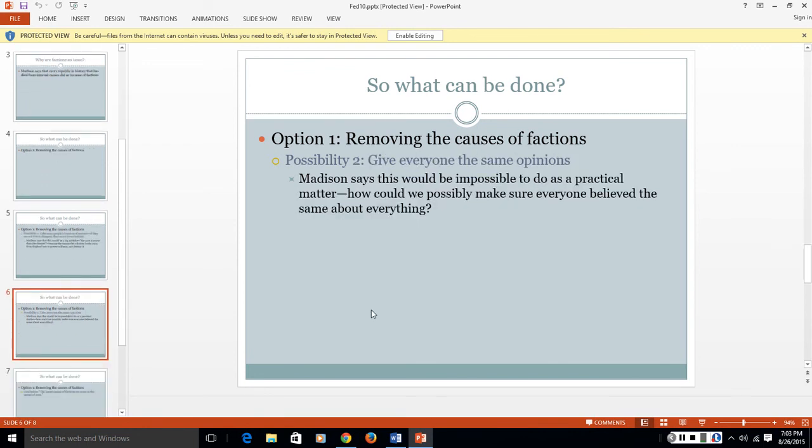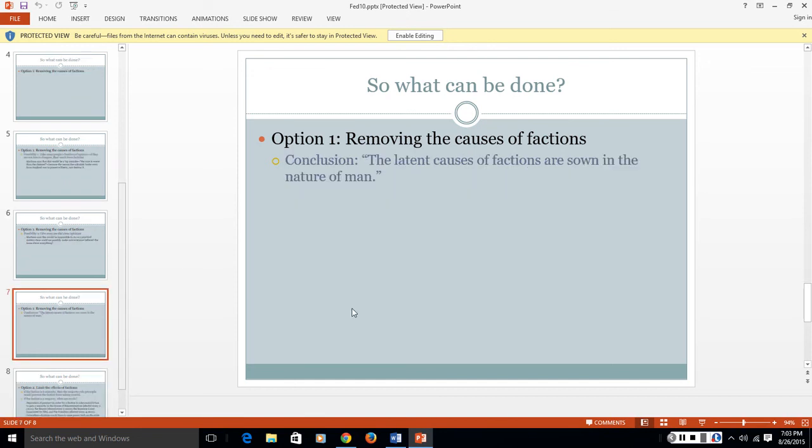Possibility 2, give everyone the same opinions. Again, not possible, because we're all different people. We all have individual minds thinking in different ways. And so even though Madison saw factions as a potential problem, he really saw the different possibilities of dealing with factions as even bigger problems, and decided, no, we really can't do anything about factions. And this is his conclusion. Factions are always going to be part of the nature of man. You just have to learn how to deal with them.